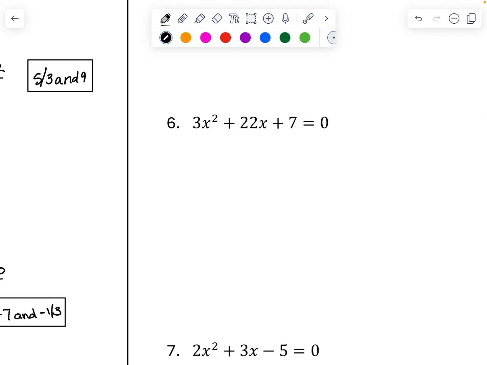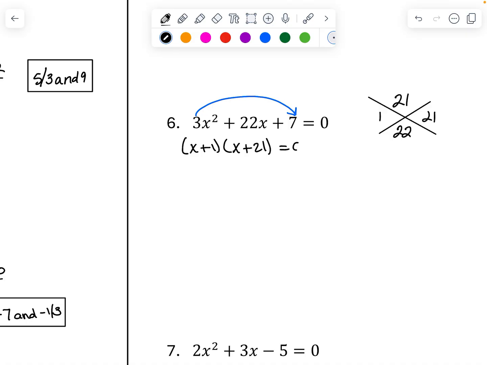We're going to do this two ways. Here, let me put it in here twice. Copy. All right, the first way we're going to do it is we're going to say that 3 times 7 is 21, and the middle number is 22. So I want 1 and 21. So that is x plus 1 and x plus 21 equals 0. So x is negative 1 and x is negative 21.